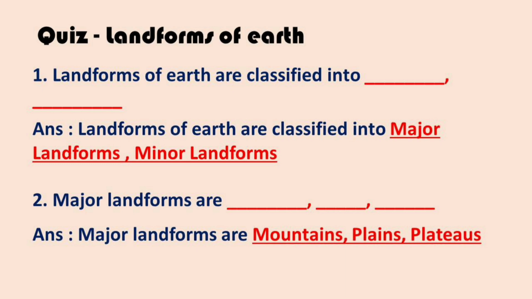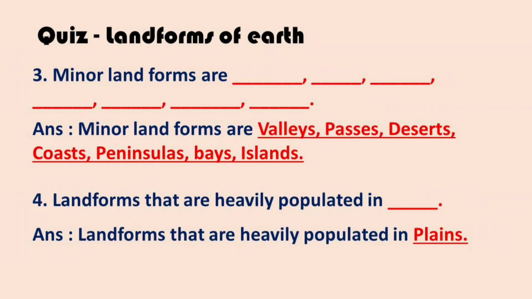1. Landforms of Earth are classified into dash, dash. Answer is, landforms of Earth are classified into major landforms, minor landforms. 2. Major landforms are dash, dash, dash. Answer is, major landforms are mountains, plains, plateaus. 3. Minor landforms are dash, dash, dash, dash, dash, dash, dash. Answer is, minor landforms are valleys, passes, deserts, coasts, peninsulas, bays, islands.